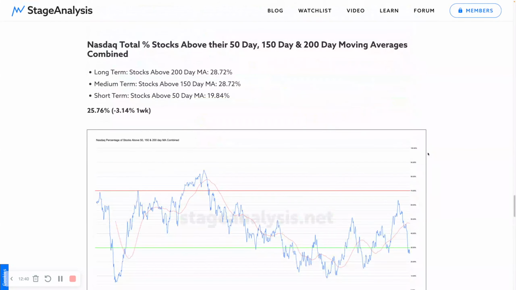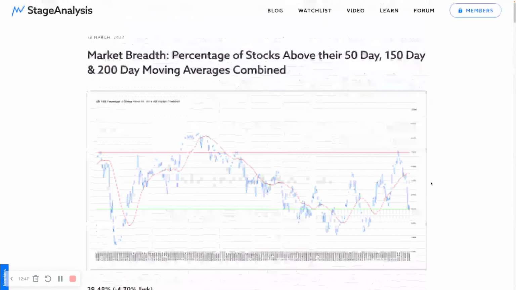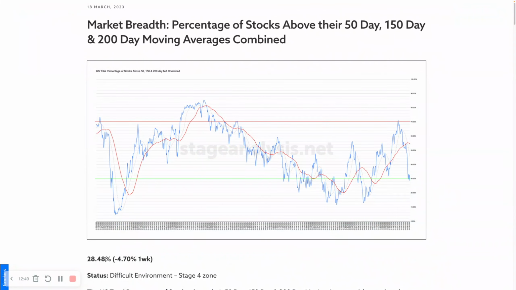So again, we've got 25.7% in the NASDAQ. So both very, very weak. And obviously the combined score here is only at 28.48%. So we're back in that stage 4 zone, as I said, on a difficult environment status and on defense on the point and figure chart.